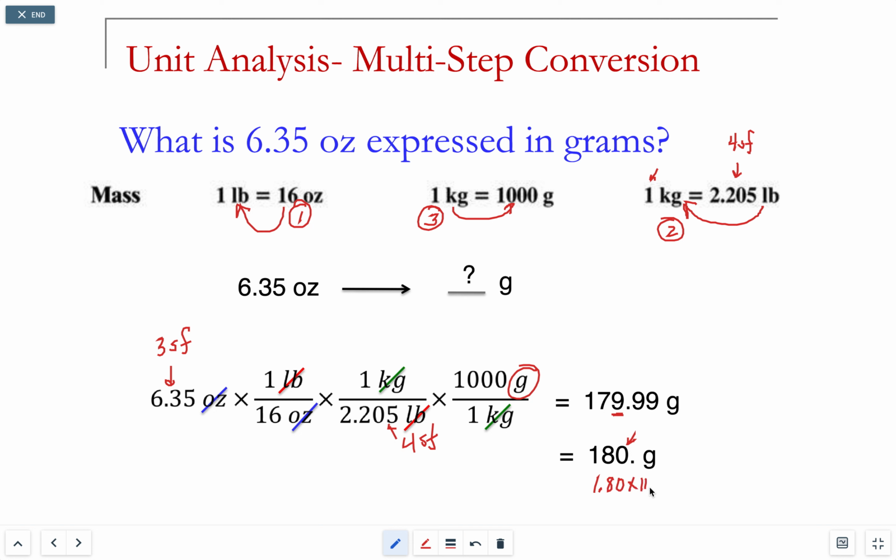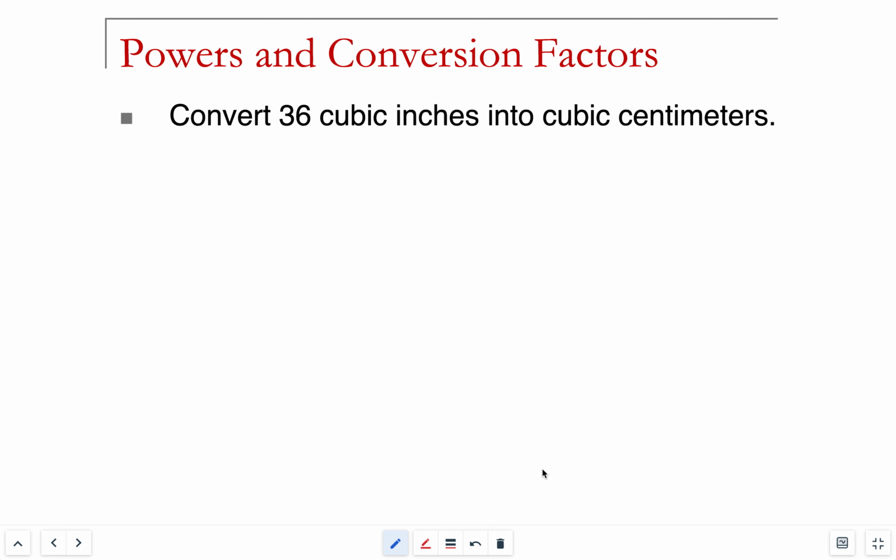1.80 times 10 to the second power grams. So that's 3 significant figures. Now let's look at one more problem. Here you're asked to convert 36 cubic inches into cubic centimeters.